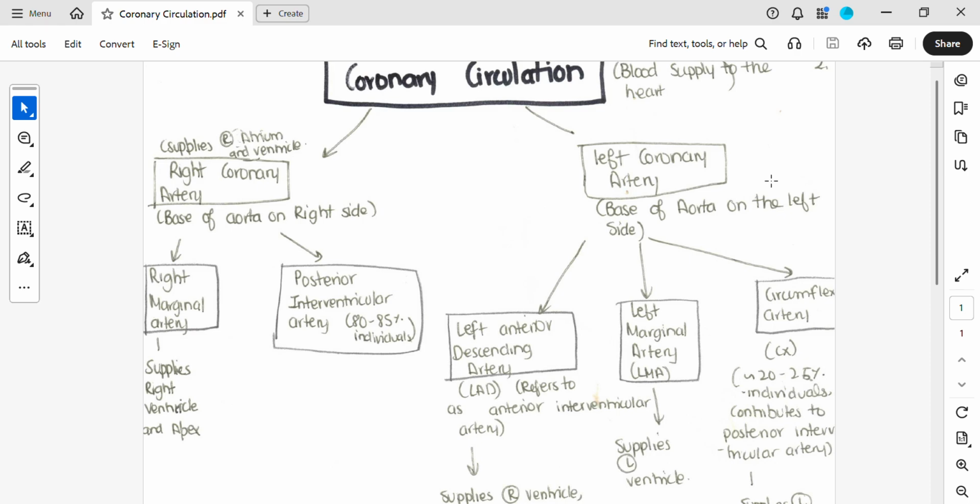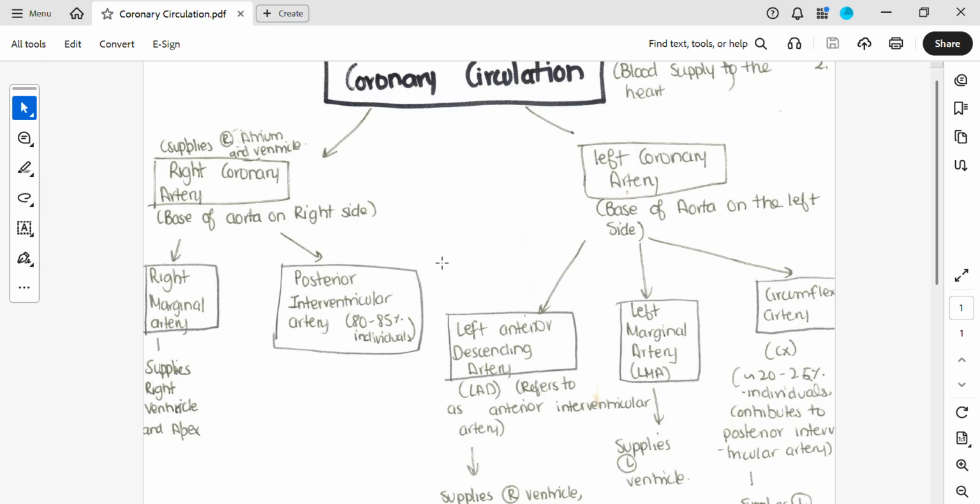So when we think of coronary circulation, we really need to think about blood supply to the heart. Coronary just refers to the heart, and circulation is just how the supply of that blood is in the heart. So we can divide the coronary circulation into two major parts. We have the right coronary artery and then we have the left coronary artery. The right coronary artery basically supplies the right side, so right atrium and right ventricle, and the left coronary artery supplies the base of the aorta on the left side.